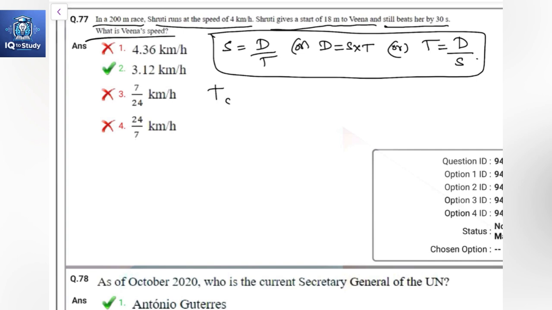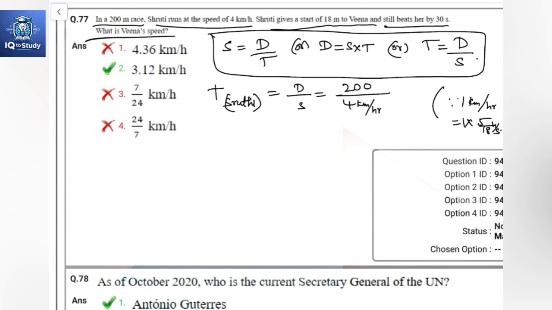Time taken by Shruti to cover 200 meters is equal to 200, which is distance, by speed, which is 4 kilometers per hour. Since 1 kilometer per hour is converted as 1 into 5 by 18 meters per second, here time is taken as 200 by 4 into 5 by 18 meters per second, which is equal to 180 seconds.